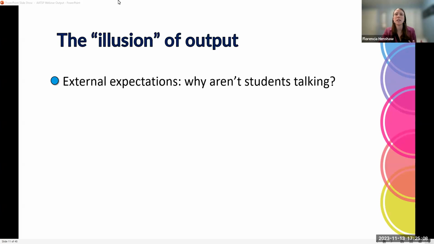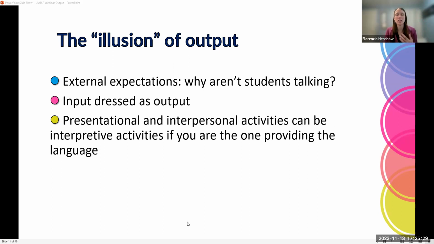So this is where I think the illusion of output sometimes comes in handy. I'm sorry, it's been a long day. Comes in handy. And that is when the students look like they're talking, they look like they're interacting, but actually it is all input. They call it input dressed as output. So essentially, these are activities that you can take as ideas from presentational or interpersonal ideas, but you make them interpretive. Any idea can be interpretive if you are the one providing the language.